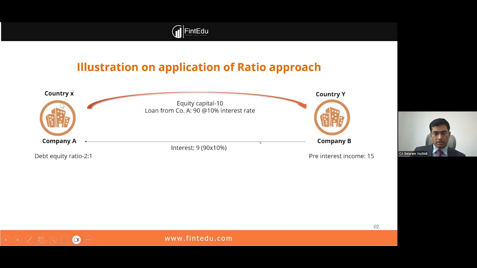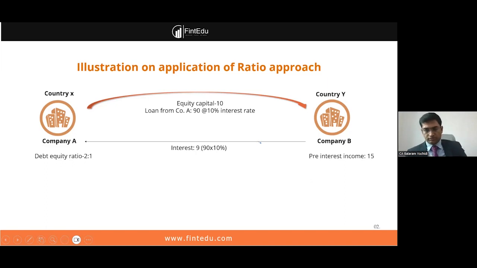Company A in country X is giving a loan to company B in country Y. The loan amount is about 90 dirhams and the interest rate is 10%. So we can say that the interest amount when we compute this is going to be 9 dirhams for the year. And debt equity ratio, if you see for company A, is 2:1.